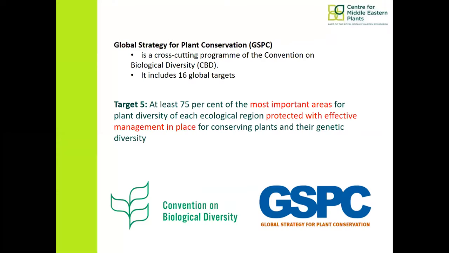This idea is reflected in the Global Strategy for Plant Conservation in Target 5. We've already heard this discussed various times this afternoon. But the IPA approach is a tried and tested way of doing the first part of this, which is identifying where these sites are.